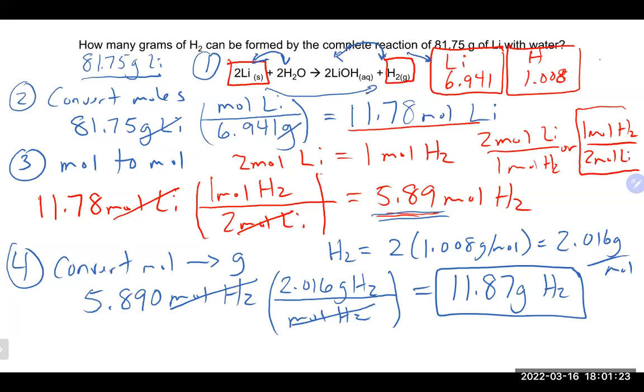So you could do stoichiometry with anybody in the equation. It doesn't matter if they're both reactants or both products, as long as you have one piece of information. So if you tossed in 81.75 grams of lithium and everything went perfectly, no side reactions, and you didn't drop anything on the floor, you should in theory produce 11.87 grams of hydrogen gas, which is sometimes referred to as the theoretical yield. That's theoretically how much you should get.